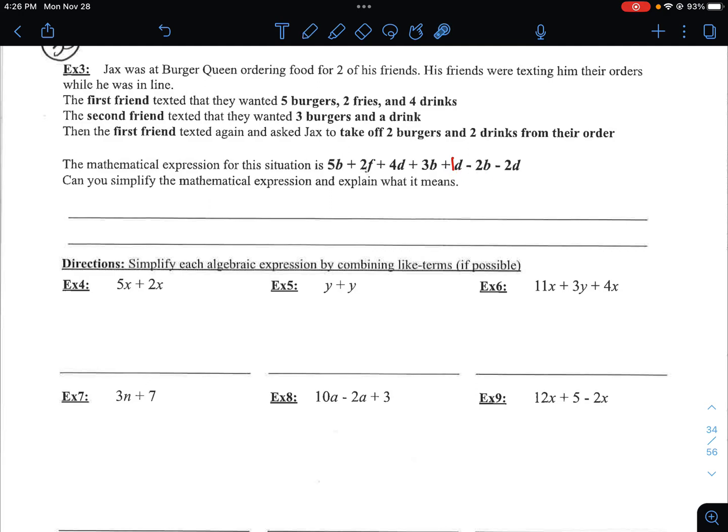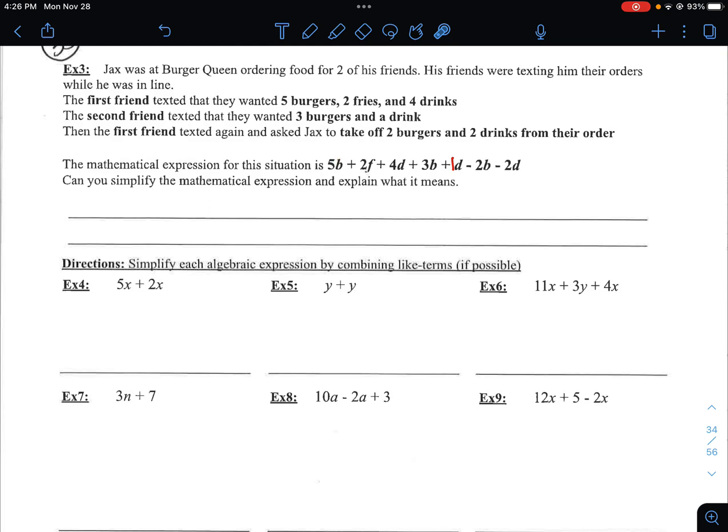And finally, why would the mathematician write minus 2b and minus 2d? Well, remember the first friend said, hey, actually take off 2 burgers and 2 drinks from the order, so subtract 2 burgers, and subtract 2 drinks as well. So this is the expression that the mathematician would write for this story.